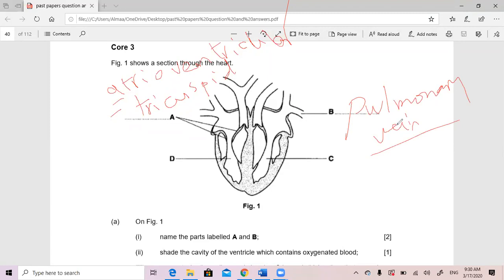So, question: which cavity of the ventricle contains oxygenated blood? Which contains oxygenated blood here? The oxygenated blood is in the ventricle on the left side, not the right side. So you will shade the left ventricle like that. You shade it. That is the left ventricle. Okay, understand? I will go to the other question.